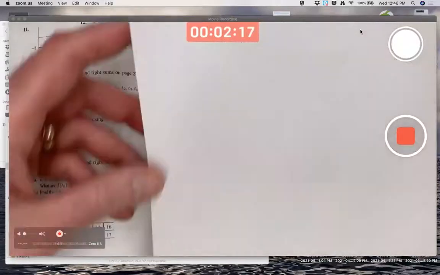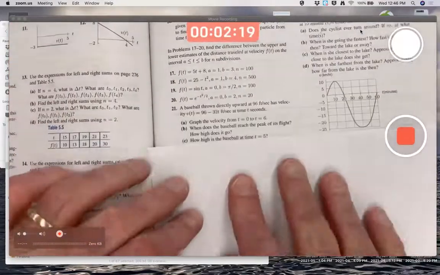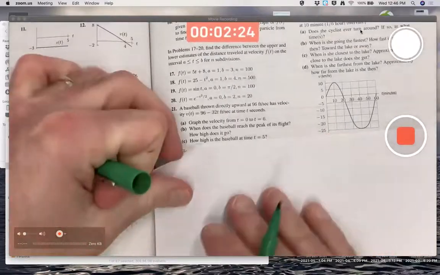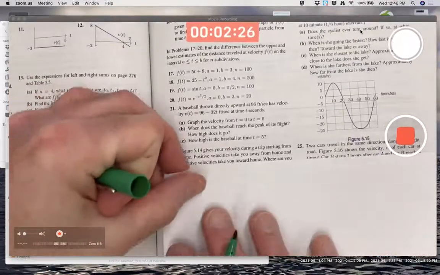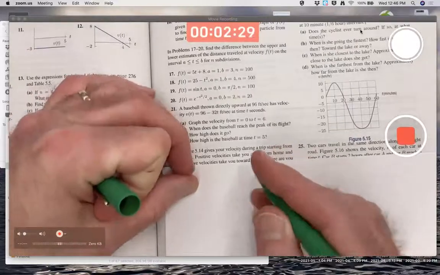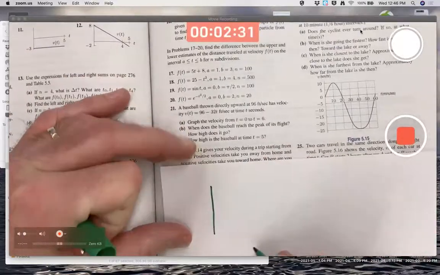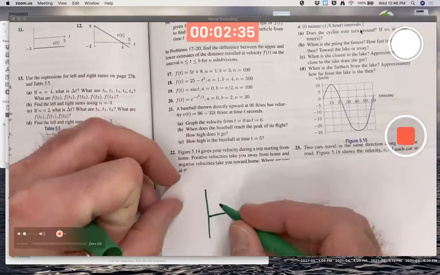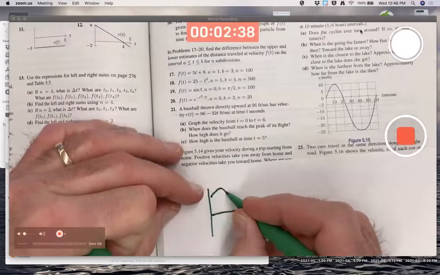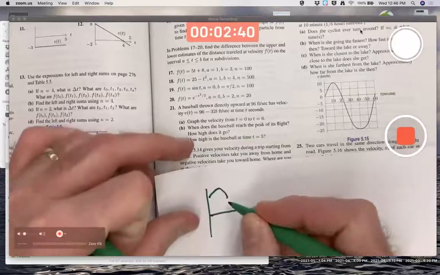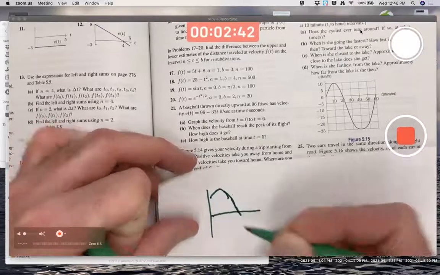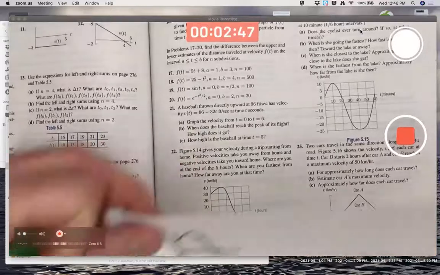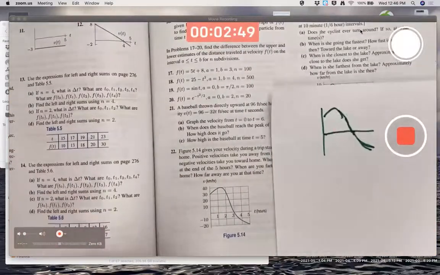Maybe I should try tracing this to some degree here at least. Probably hard for you to see. It's actually kind of hard for me to see here. You can see it a little bit here. Something about like this. Something about like that. Okay, it's not perfect.